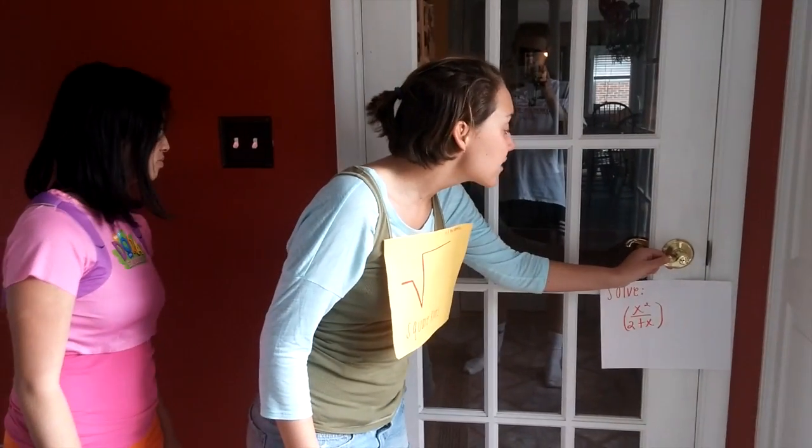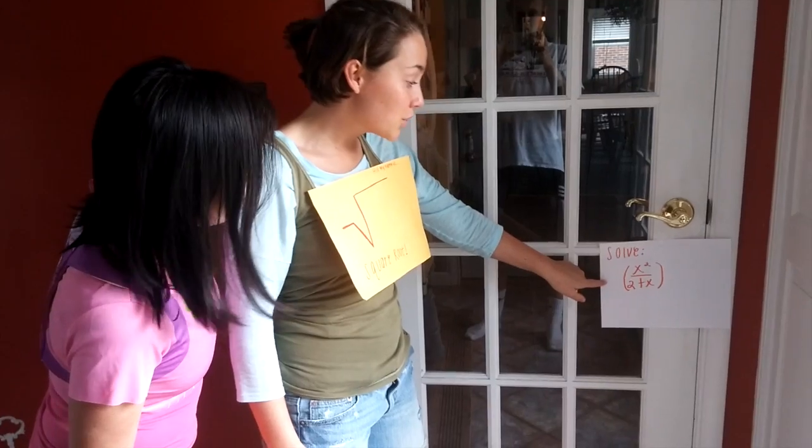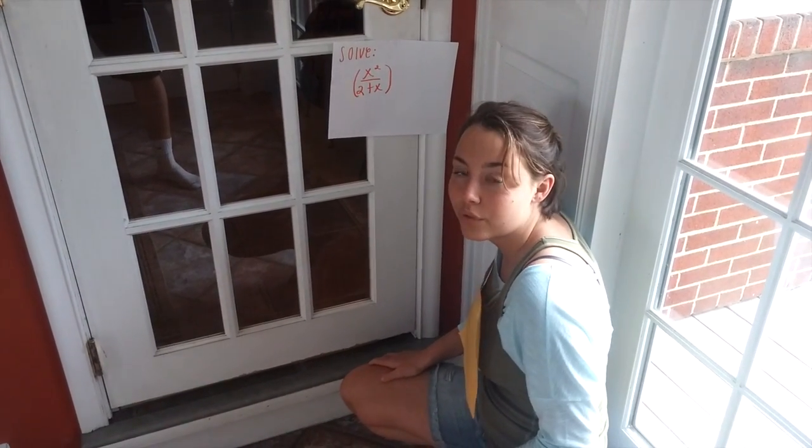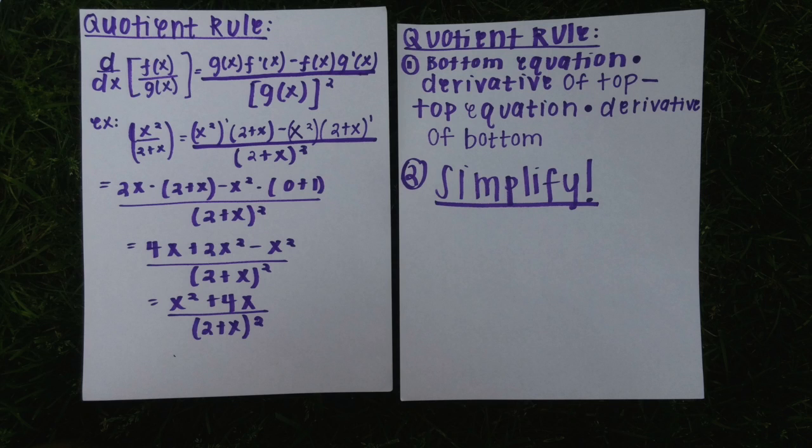Oh no! It's locked! We're gonna have to solve this problem! We're gonna have to use the quotient rule for this one. Quotient rule is used when you have one function divided by another function. If you have f of x over g of x, the derivative equation is going to be g of x times f prime of x minus f of x times g prime of x all over g of x squared.